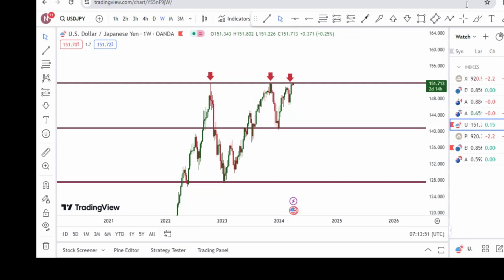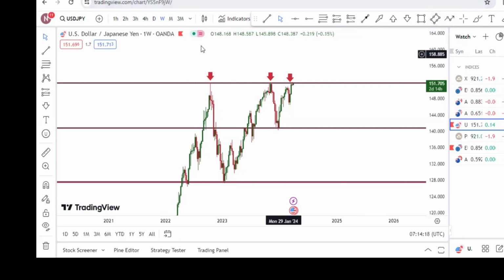So on my previous video, I analyzed a few pairs, USD JPY and also platinum. This week, I want to check a recap of those two trades that I analyzed, and also give another two trades that I anticipate to happen for the coming week. So we are going to start with the dollar yen.